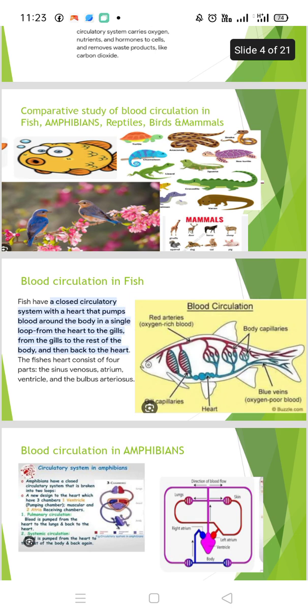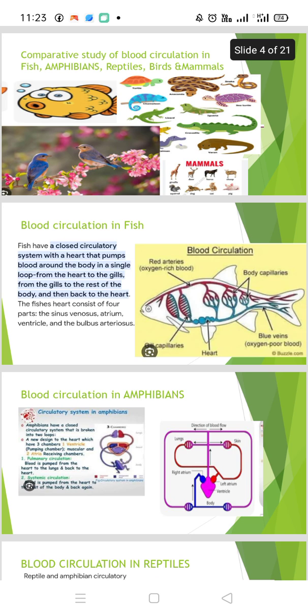Blood circulation in fish. Fish have a closed circulatory system with a heart that pumps blood around the body in a single loop: from the heart to the gills, from the gills to the rest of the body and then back to the heart. This is the picture of blood circulation of fish.